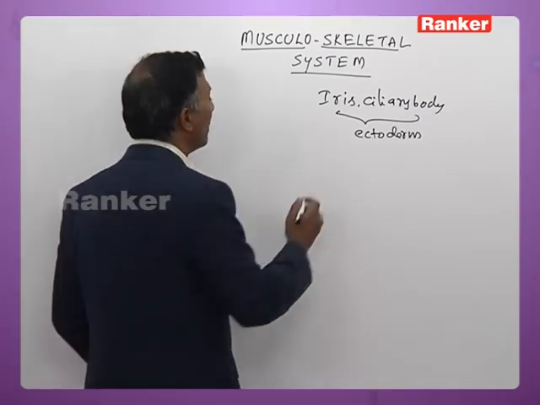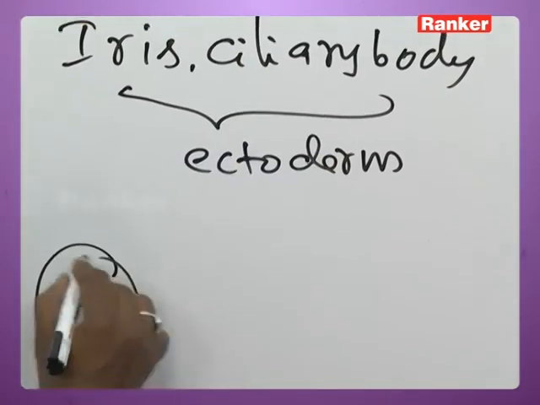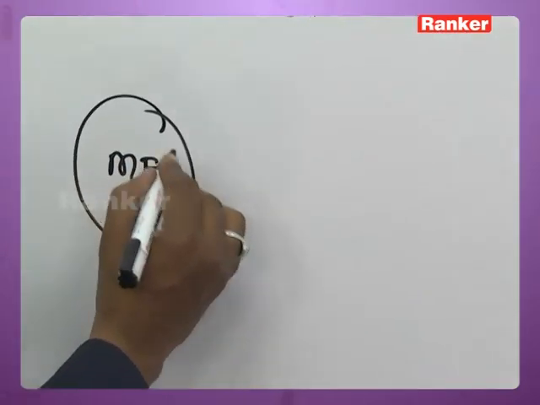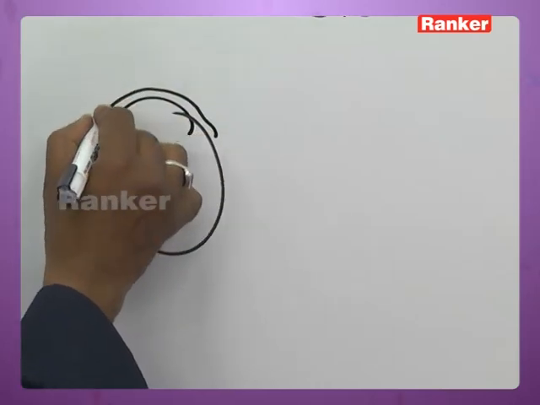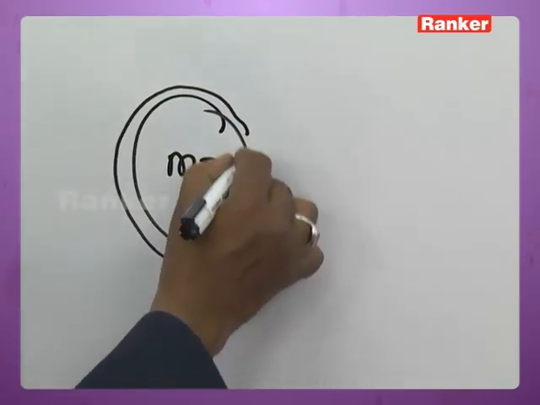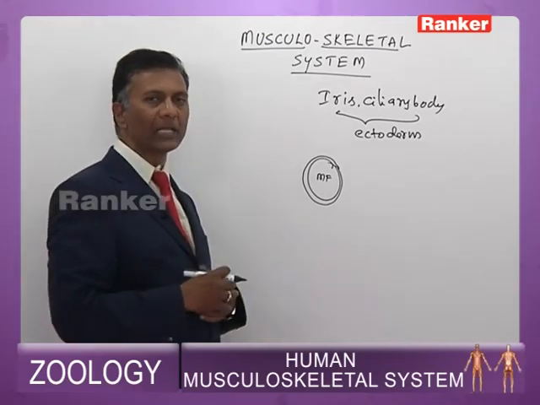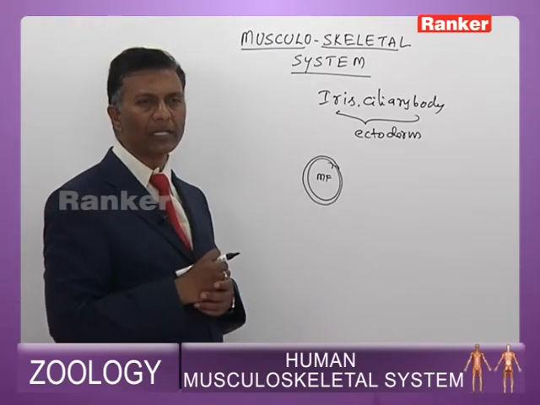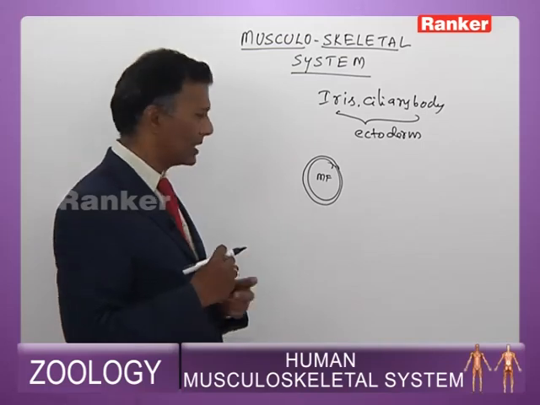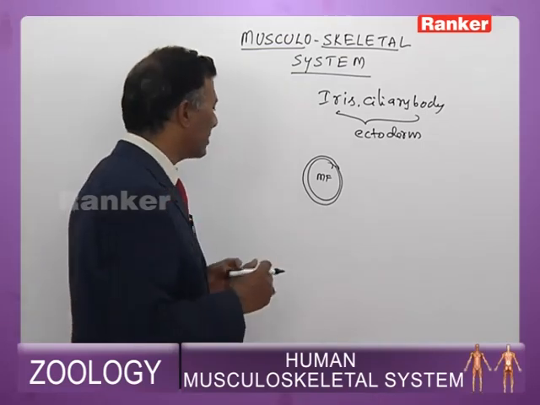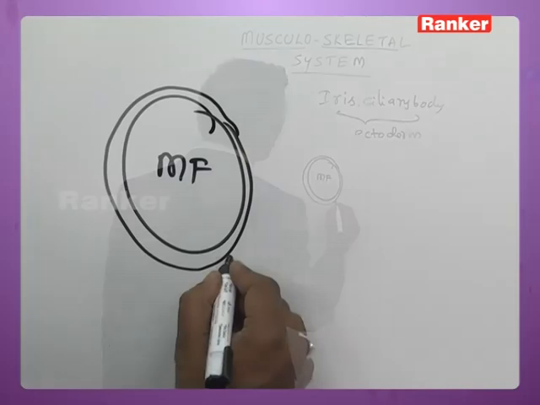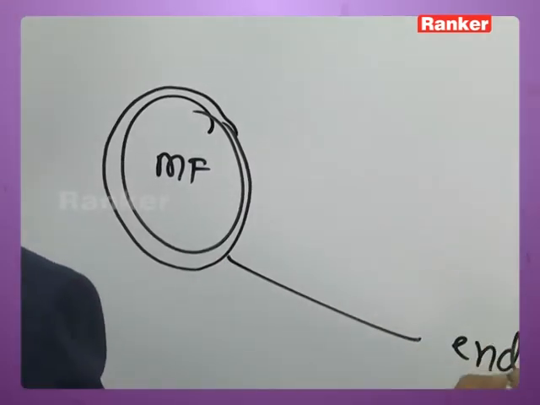Now each muscle fiber, this is a muscle fiber. Each muscle fiber is covered by a connective tissue sheath like this. The connective tissue sheath is made up of more collagen fibers and fewer elastin fibers. So the connective tissue sheath that covers each muscle fiber is called endomysium.